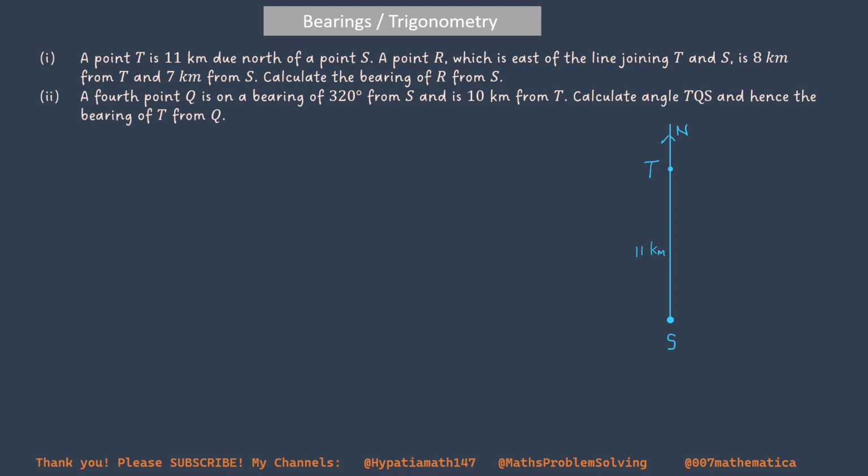Then I need to draw a point R, which is east of the line joining T and S, and we are told that R is 8 kilometers from T, and it is 7 kilometers from S. So what I have to do is find the bearing of R from S.